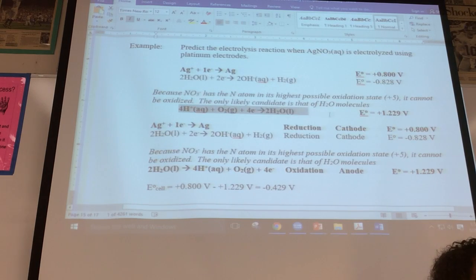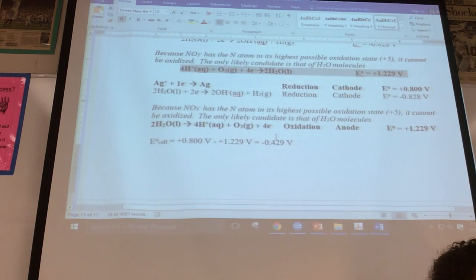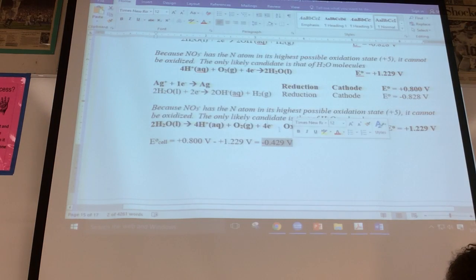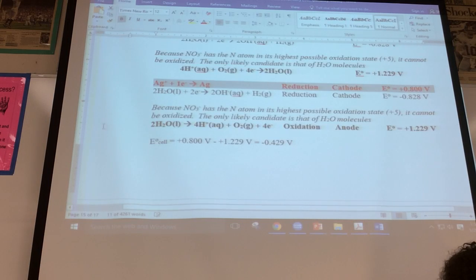Here's your other reaction. And if you were looking at this combination here, cathode minus anode is going to be negative, but you want it as close to 0 as possible. So which of these will you use? Top one. So this minus that gives me this. So the reactions that we're using are this one and this one.